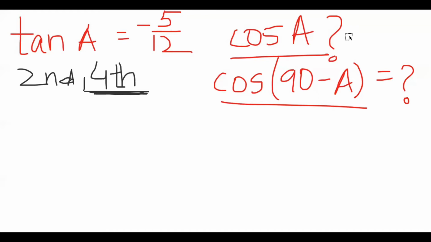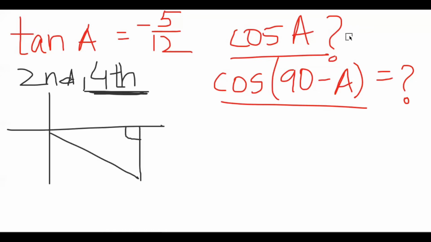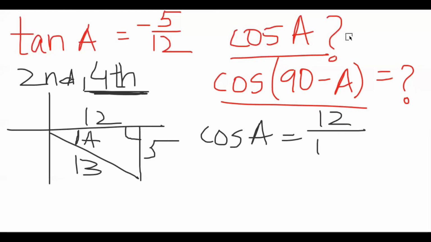Now if we draw the triangle, and we have been given that tan of A will be 5 over 12. So now when we use the Pythagoras theorem and write 5 over 12 as opposite upon adjacent and take out the side hypotenuse, it's going to come as 13. Now we need to take out cos A. So cos A is basically adjacent upon hypotenuse, which becomes 12 over 13.